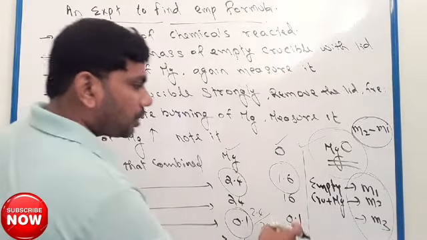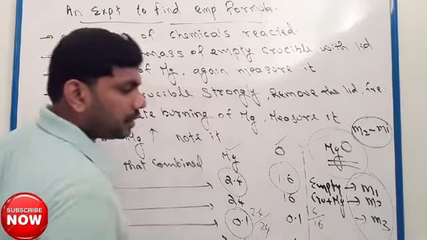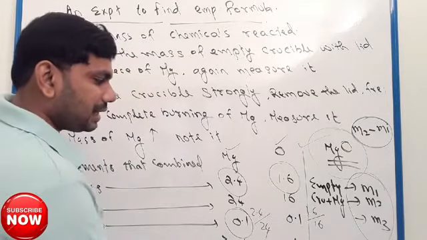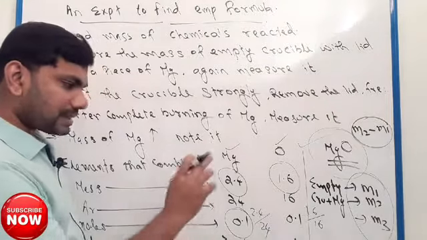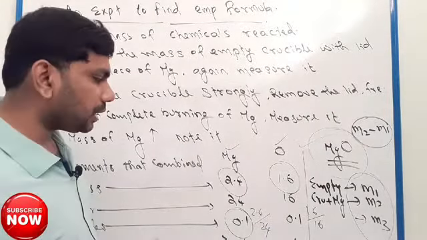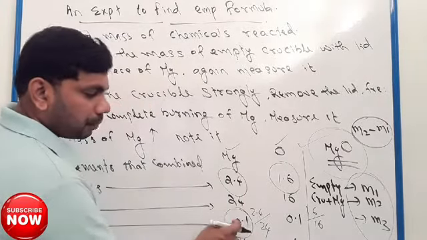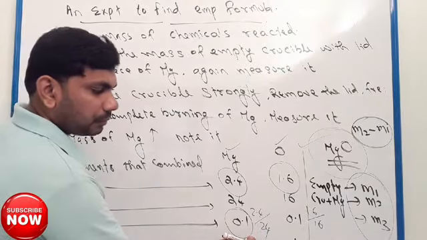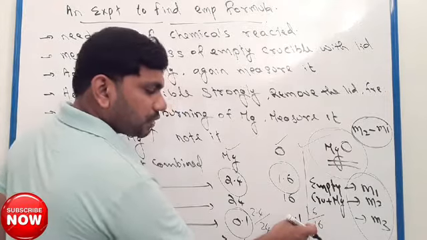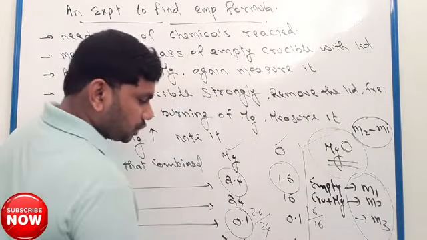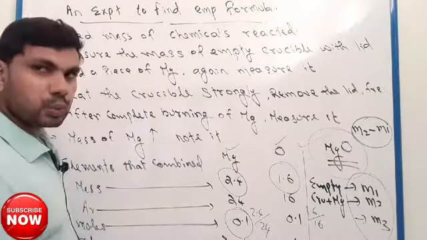And the number of moles of oxygen: 1.6 divided by 16, it is 0.1. So here, 0.1 and 0.1. To remove this fraction, we take 0.1 and divide all. 0.1 divided by 0.1, answer 1. Here also 0.1 divided by 0.1, answer 1. So this is the mole ratio, 1:1.